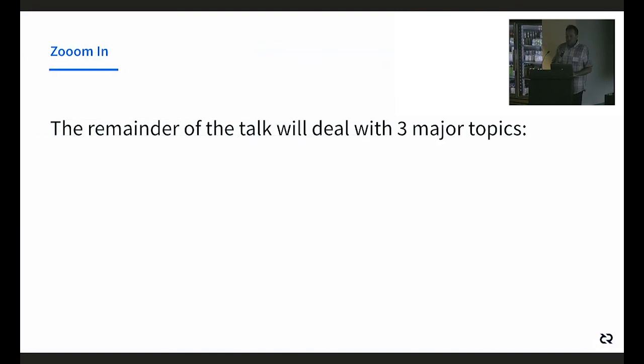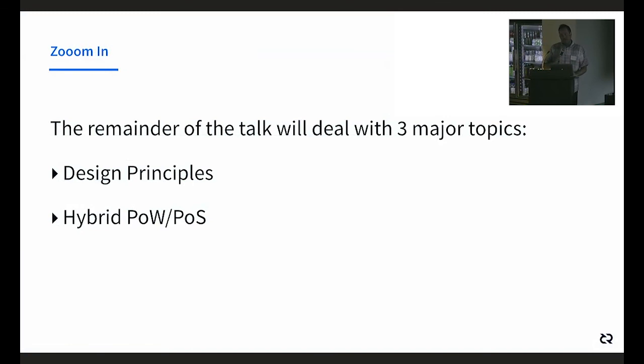And there's three topics we're going to cover for the rest of the talk. We're going to talk about design principles, because I think I would be remiss to ignore the smart design choices that were made with Bitcoin and the way it was implemented. Hybrid proof of work, proof of stake has a lot of details, and I'm going to try to cover as many of those details as I can in a reasonable time period.